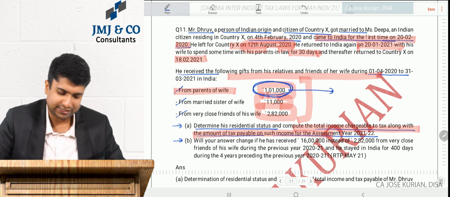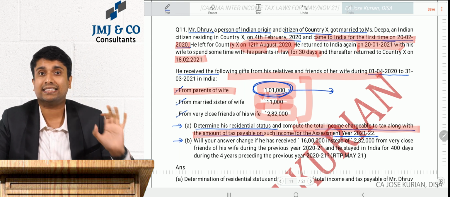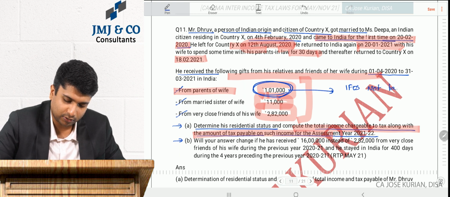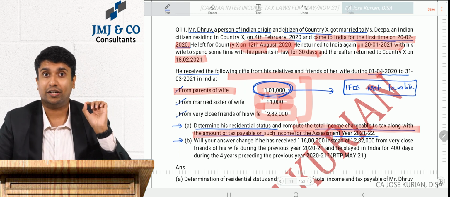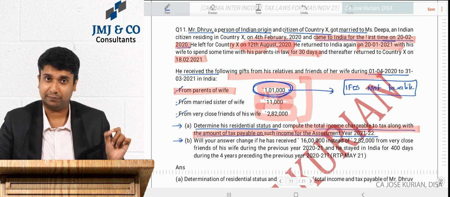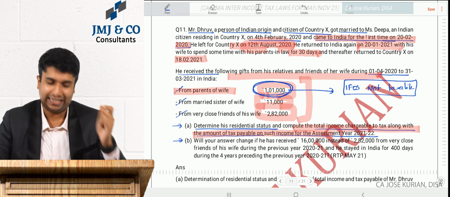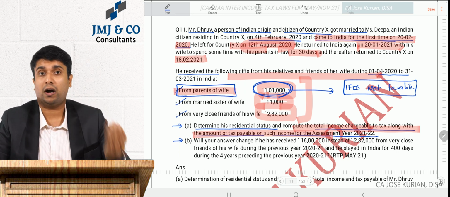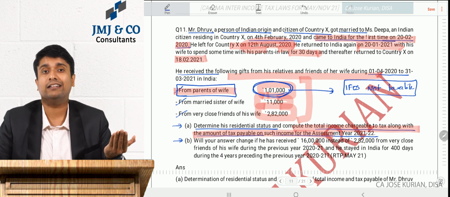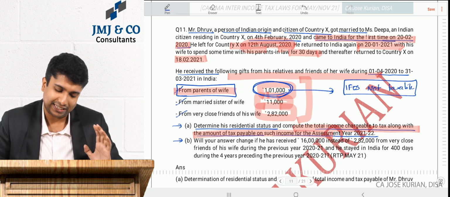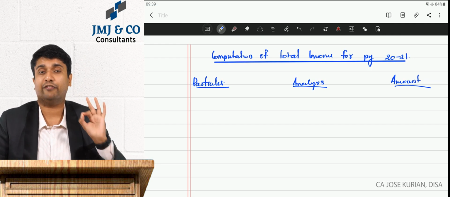So friends, tell me whether this gift from parents, 1,01,000, is taxable in India. The answer is under IFOS it is not taxable. Why is it not taxable? Because if you got any gift from your relatives, then under section 56(2)(x) it is not taxable. Parents of wife, that means your spouse and their parents, are definitely included under the definition of relative. So parents of wife is definitely your relative, and that gift 1,01,000 is not taxable under 56(2)(x).